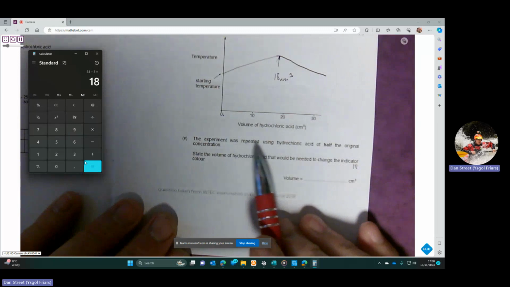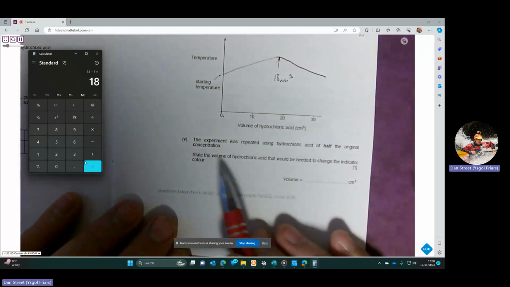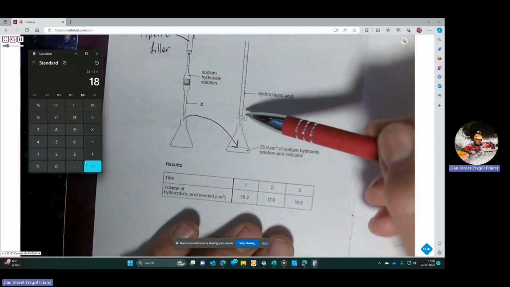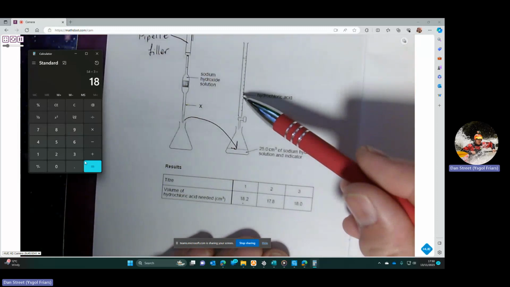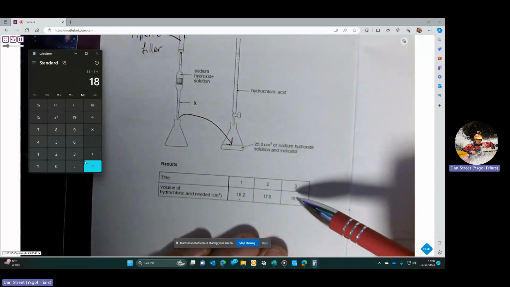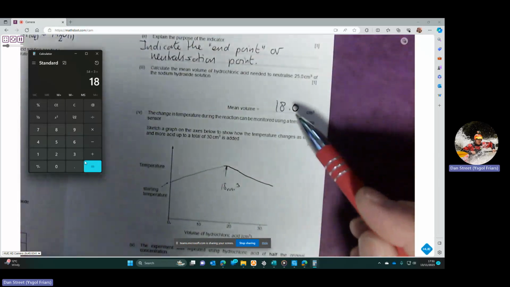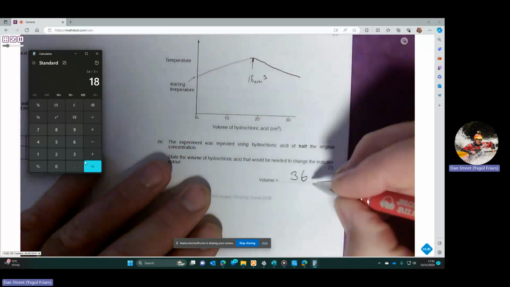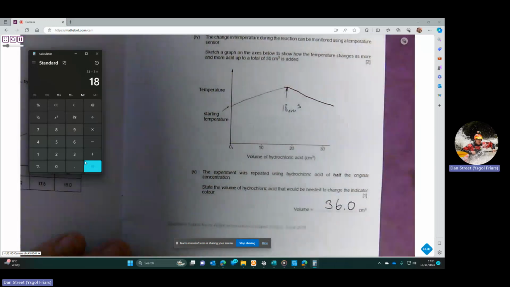Okay, the experiment was repeated using hydrochloric acid of half the original concentration. State the volume of hydrochloric acid that would be needed to change the indicator color. Okay, so the hydrochloric acid is the liquid in the burette, which are these values here. If it's half the strength, then we would need twice the volume. Okay, and as we've calculated the average volume here, if we double that, then we get 36 centimeters cubed. Okay, so I'll put the 0 in again to show the accuracy that we're working to.